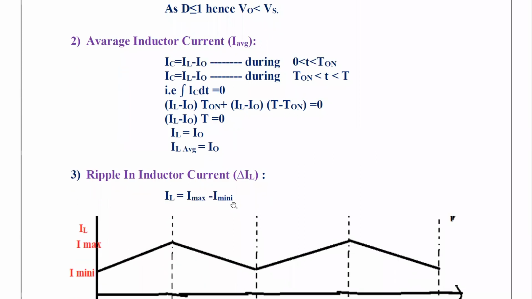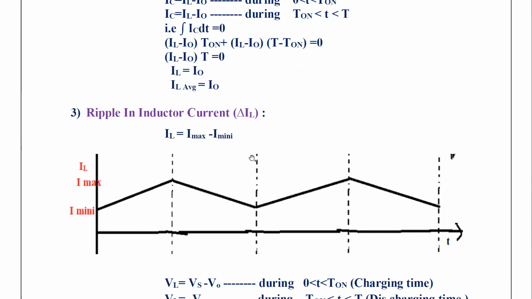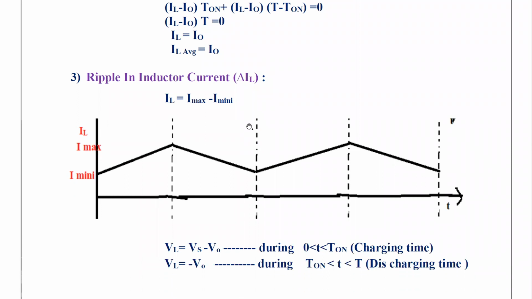And third, for all the converters, we calculate the ripple in the inductor current, delta IL. The ripple in the inductor current is the difference between the maximum value and the minimum value. In the turn on time it rises from minimum to maximum, and in the turn off time it again goes from maximum to minimum. So this is the starting and this is the ending point during turn on and turn off time respectively.